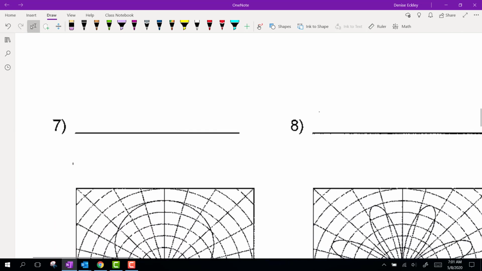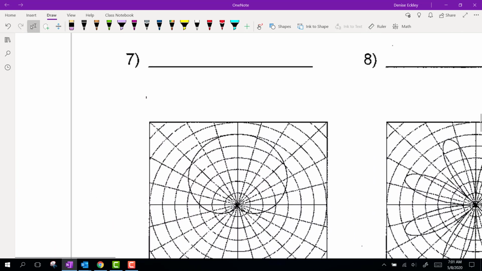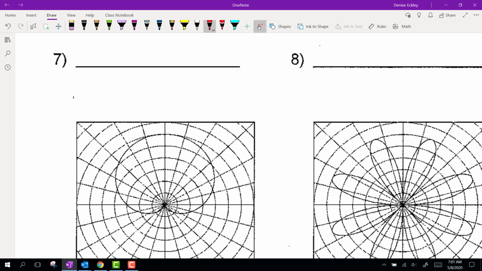Okay. Number 7, we have another limaçon, but we have a cardioid. So that means, in this case, that A equals B. And it's on the y-axis, so the general form will look like this. So how do we find A and B? Very simply, we just take the max r and we're going to divide it in half because remember A plus B has to equal r and they have to be equal.